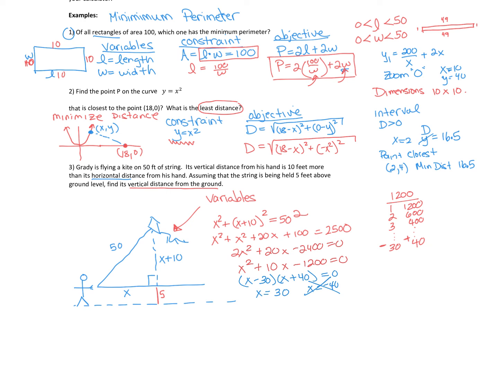And we can answer the question. The vertical distance from the ground, which would be here. If x is 30, 30 plus 10 is 40, plus this 5, so we can say 45 feet. We will do additional optimization problems in part 2 of this video.